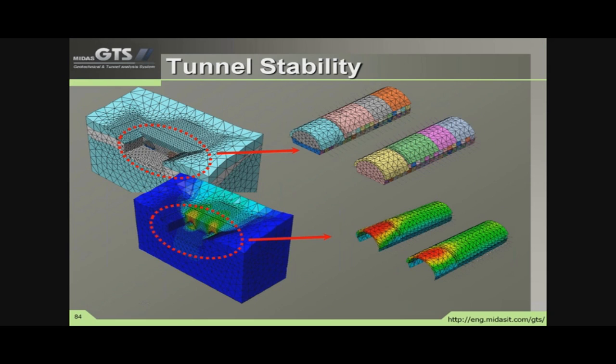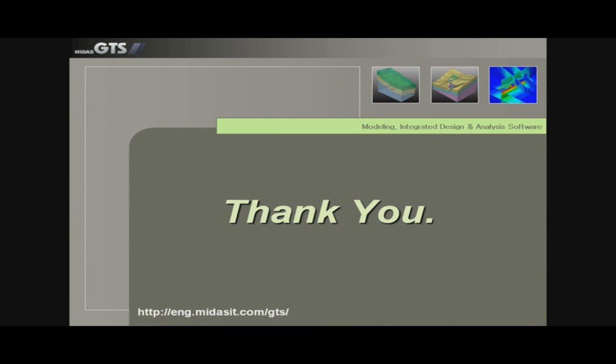Here again is an example of tunnel stability, and here you can see the stresses for shotcrete lining in the tunnel. So that was all about the overview of Midas GTS.